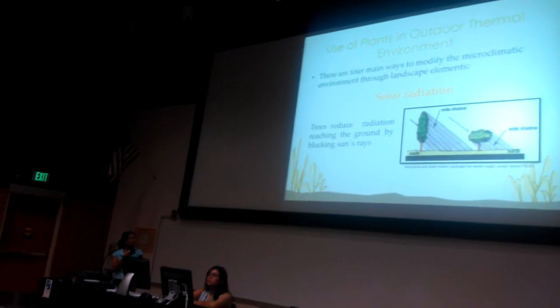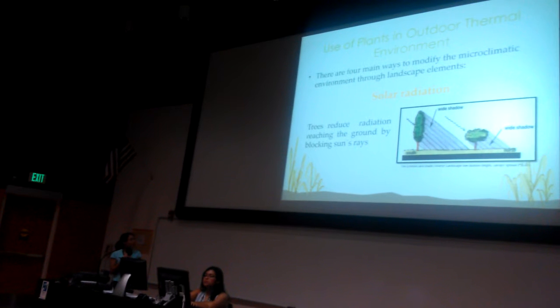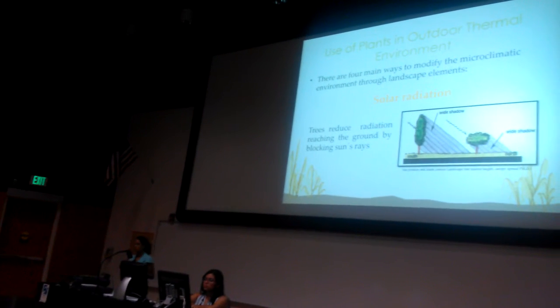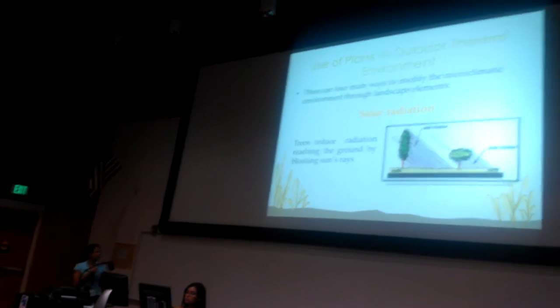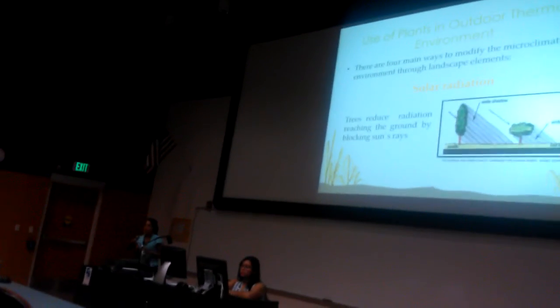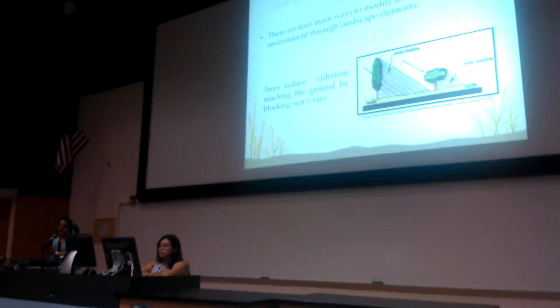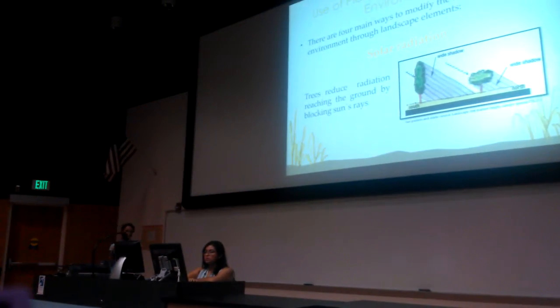We have four main ways to modify the microclimate environment through landscape elements. The first of them is solar radiation. Plants can help cool down an environment because they block solar radiation hitting the ground with their leaves and branches.